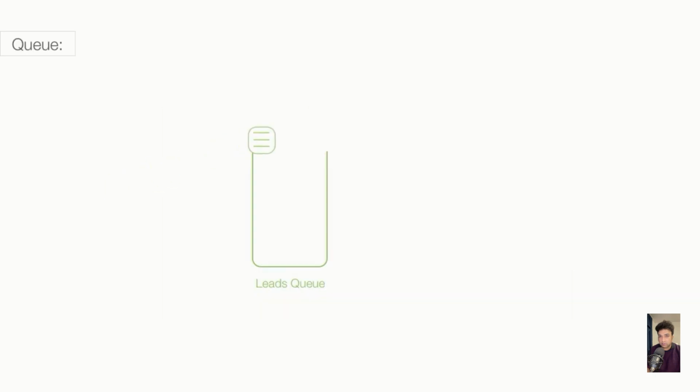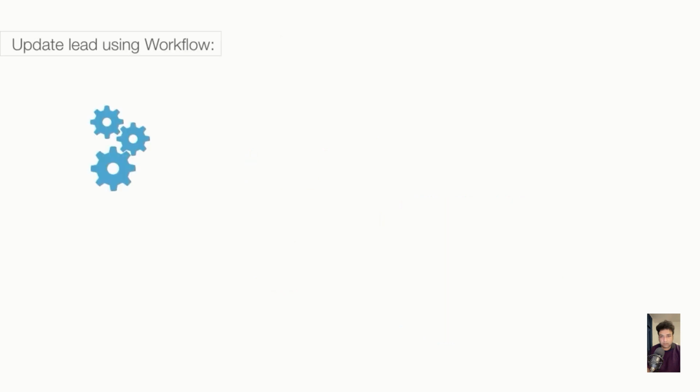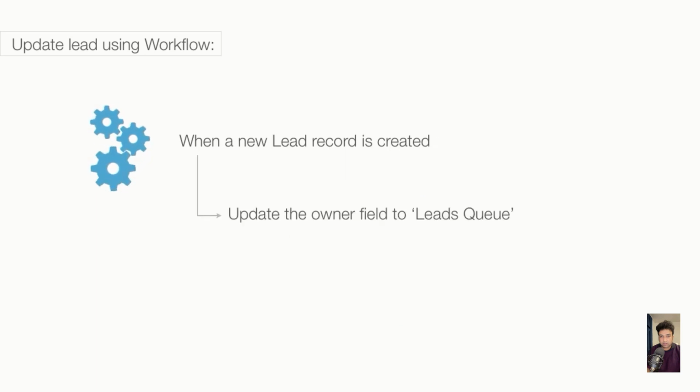So, to make this process simple, we can create a queue which will take ownership of all the leads that get created. The sales team should be able to access the queue. We can achieve that by making them members of the queue, and any member can pick up a lead from the queue, assign it to themselves and work on it. This way, it becomes very easy to share the workload among the sales team. Let me show you this. When a new lead record is created, the ownership needs to change to the leads queue.